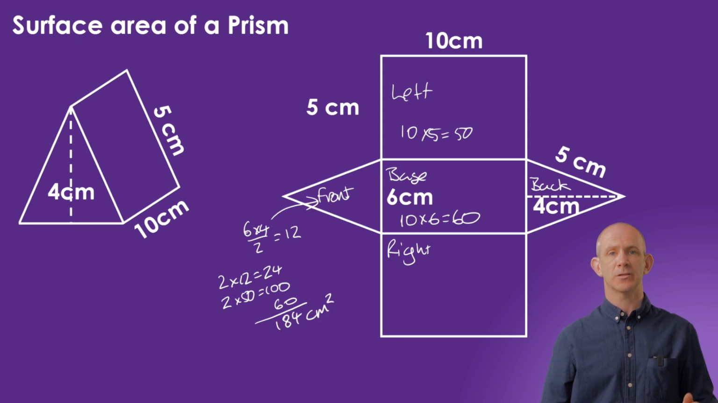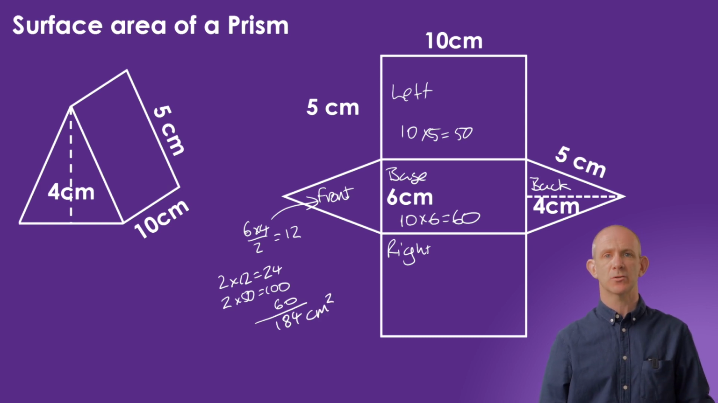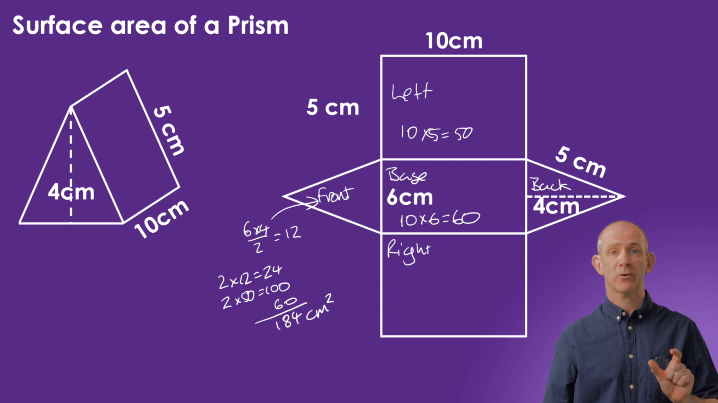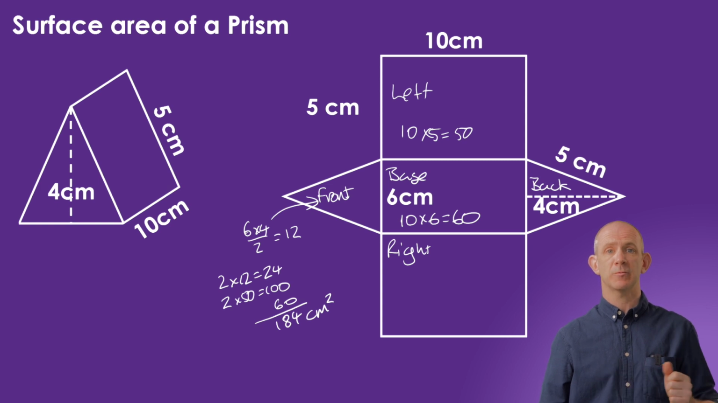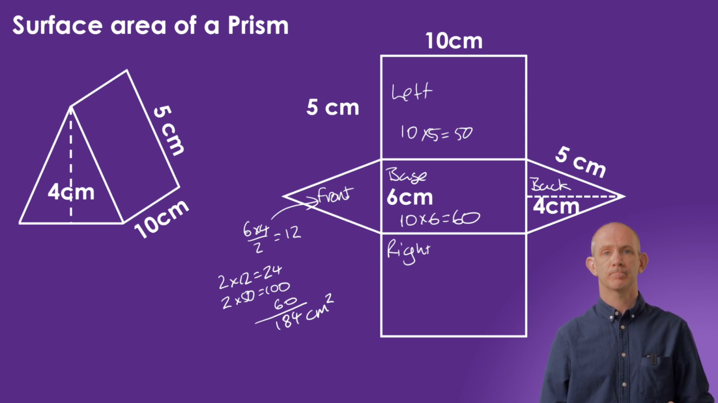Now we can add all these sides together to get 184 centimeters squared, which is the surface area for this shape. It's important to remember that we're just creating the net, calculating the area of each shape, and then adding them together to get the surface area.